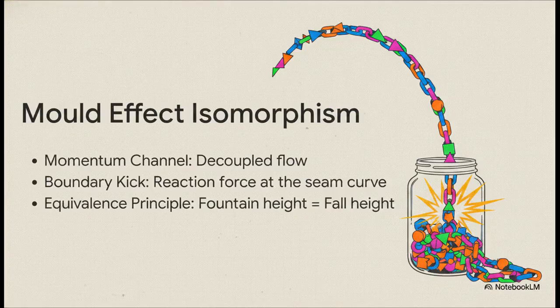Okay, we need a visual analogy to really see how this continuous momentum flow works without somehow breaking the laws of physics. The researchers use the mold effect. You might know this as that famous chain fountain phenomenon, where a beaded chain essentially pulls itself out of a jar in this huge leaping arc. Just like the chain transfers momentum via a boundary kick against the pile of beads, particles are trading momentum continuously with the vacuum's geometry exactly at the seam. It's a macroscopic isomorphism, basically a perfect physical parallel of quantum gravity happening right in front of us.